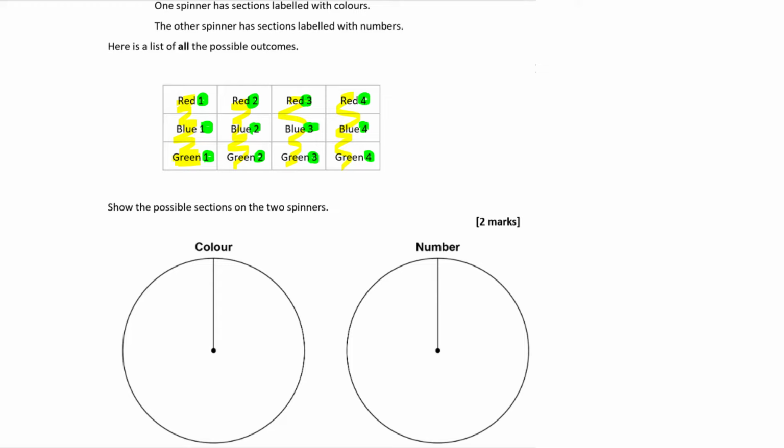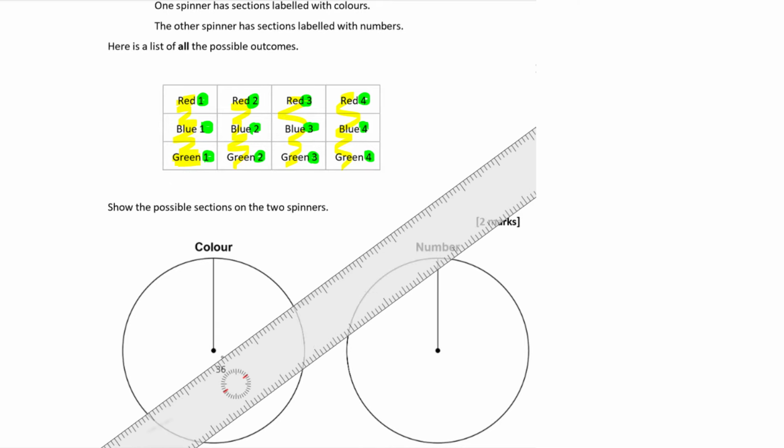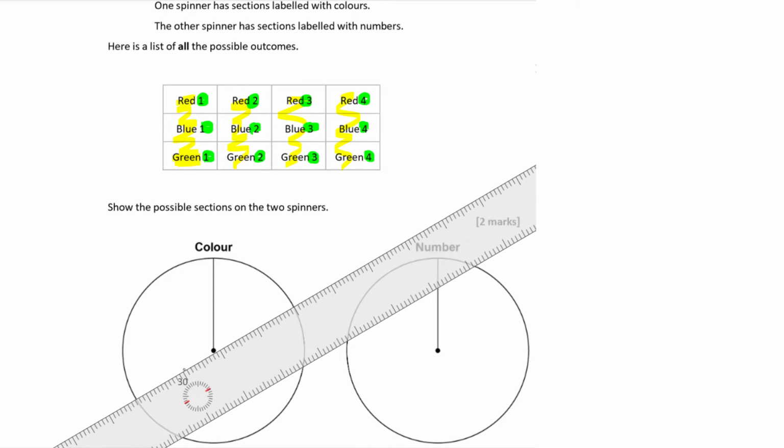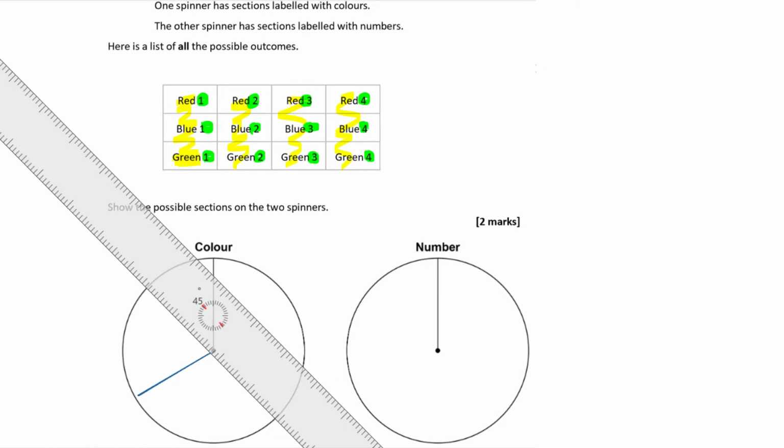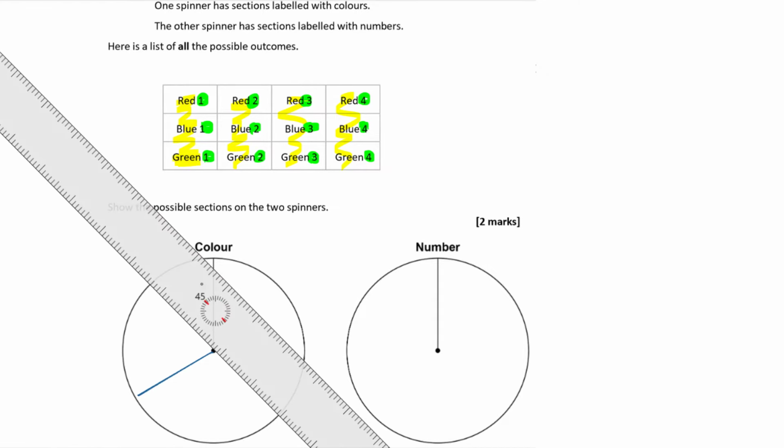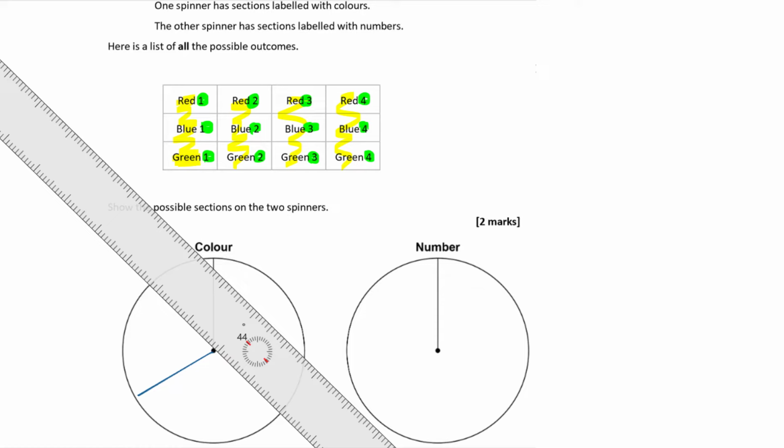So I'm going to divide up the colour one into three sections. I'm going to label one red, one blue, one green. Now you don't really need to measure these. It doesn't say that it has to be accurate or reflective of any particular number. So I'm just going to roughly draw thirds. I know what thirds look like. They're about like that, but I don't have to get my protractor out to draw them properly because that's not what this question is about.